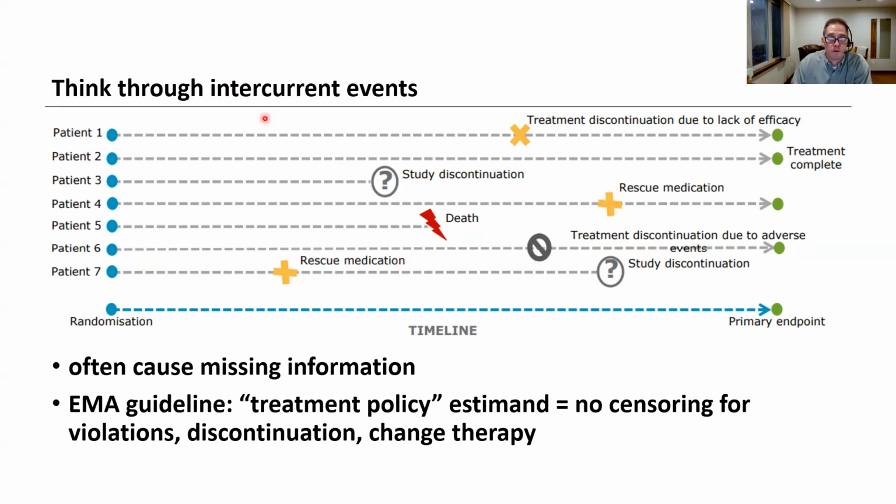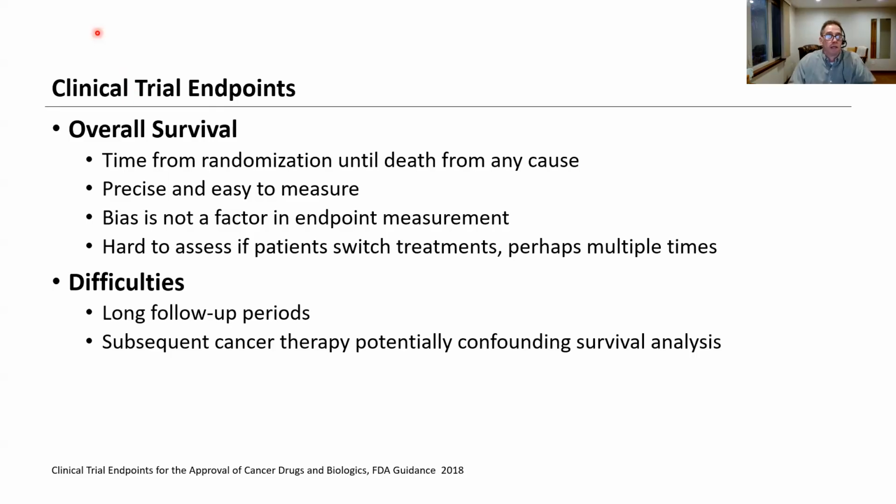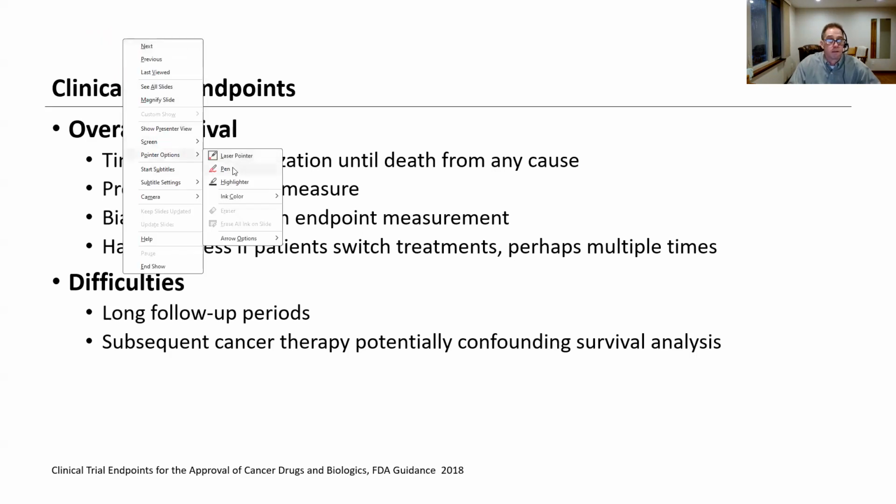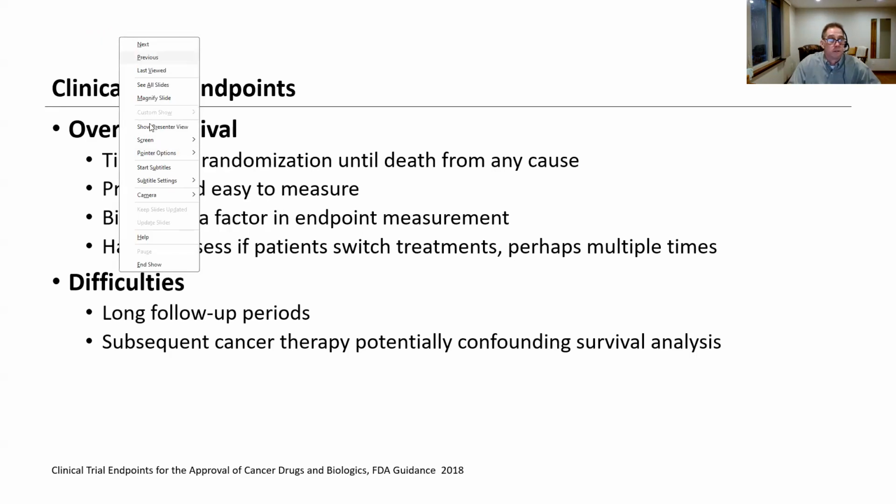These intercurrent events often cause missing information, right? And so the real question in the FDA's formulation is, what are you going to do when patients don't meet the strict definition of your primary endpoint, right? And all that needs to be very clearly laid out. Okay, so I talked in detail about progression-free survival endpoints. So here's a couple other endpoints.